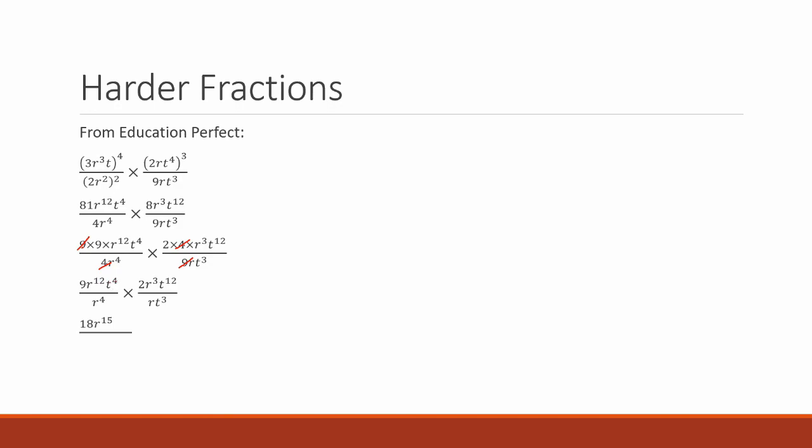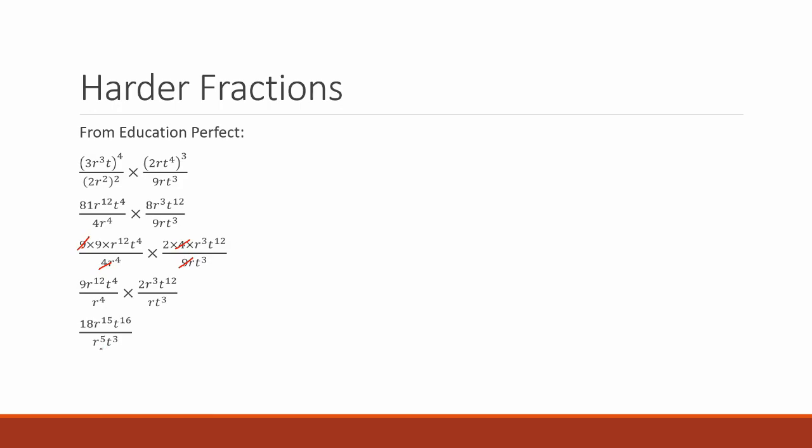And then this t to the power of 4 times t to the power of 12. Again, remember the rule is we're adding now when we have a power times a power. And so it's going to be t to the power of 16. And then down the bottom here, r to the power of 4 times r is r to the power of 5. And then that t has nothing over this other side, so it's just going to stay as a t to the power of 3.